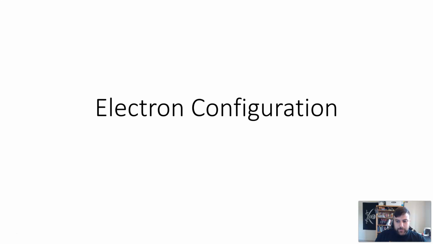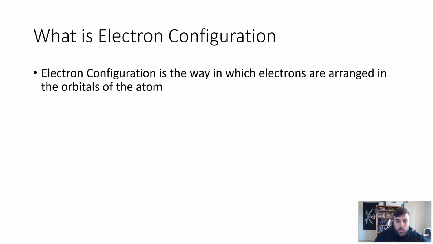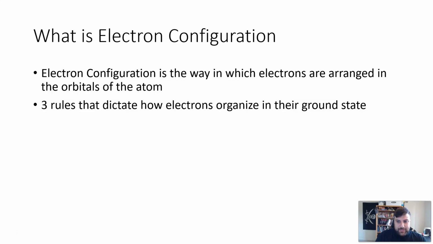So to start with, what is electron configuration? We refer to electron configuration in two ways. First is the actual notation that we as scientists will use to express the configuration of the atom. And secondly, it's the actual way that the electrons exist within the atom themselves.